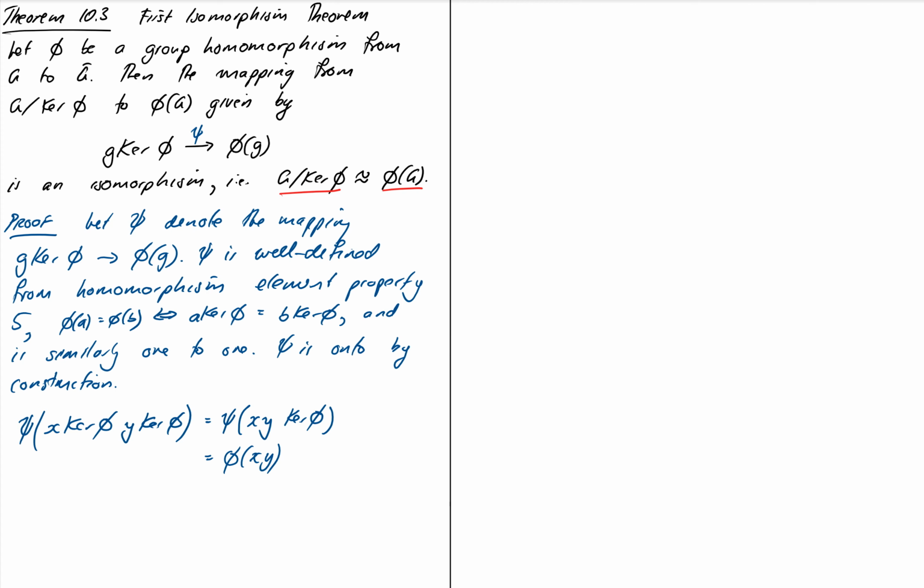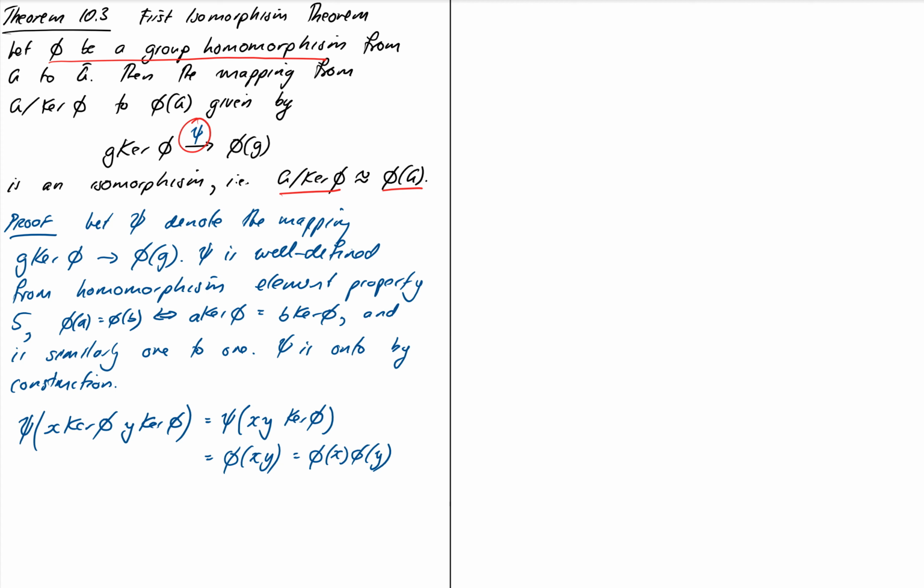But phi of xy, well, phi is a homomorphism itself, so that will be phi of x, phi of y. So just make sure you're clear on the differences between psi and phi here. Phi is our homomorphism that we started with, and psi is this mapping from the cosets to phi of G. So the mapping gives us phi of something afterwards. That's why we switched from using psi to phi here.